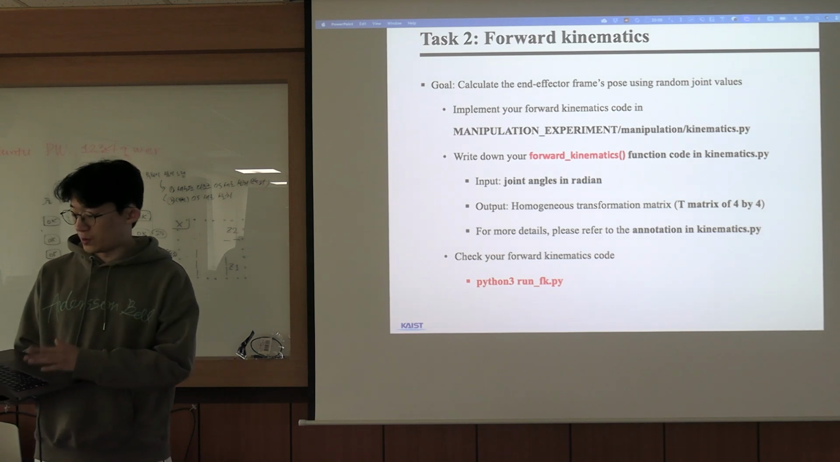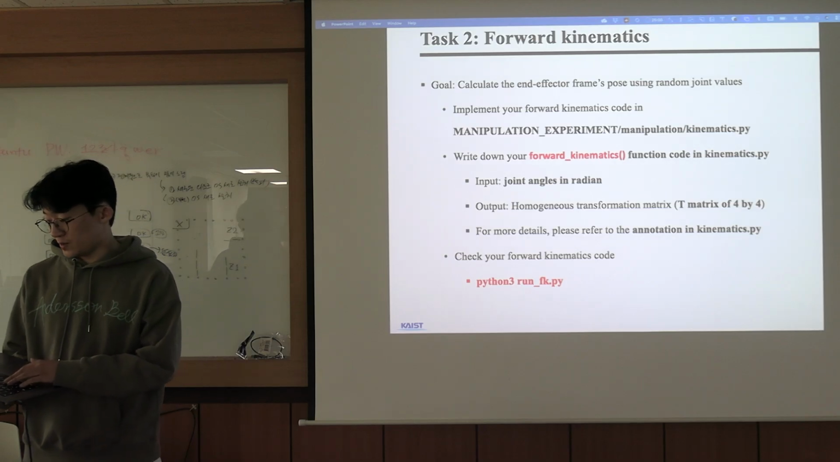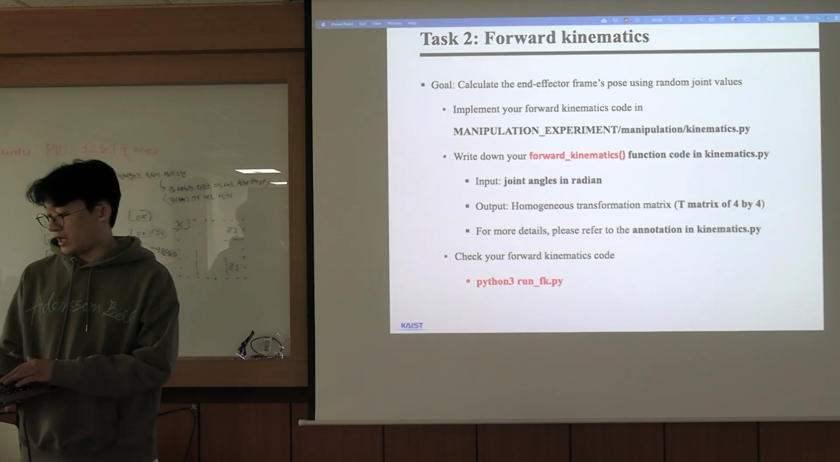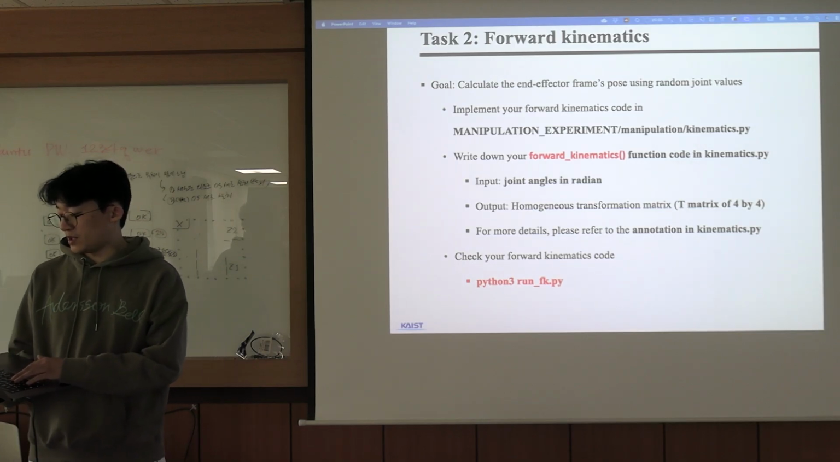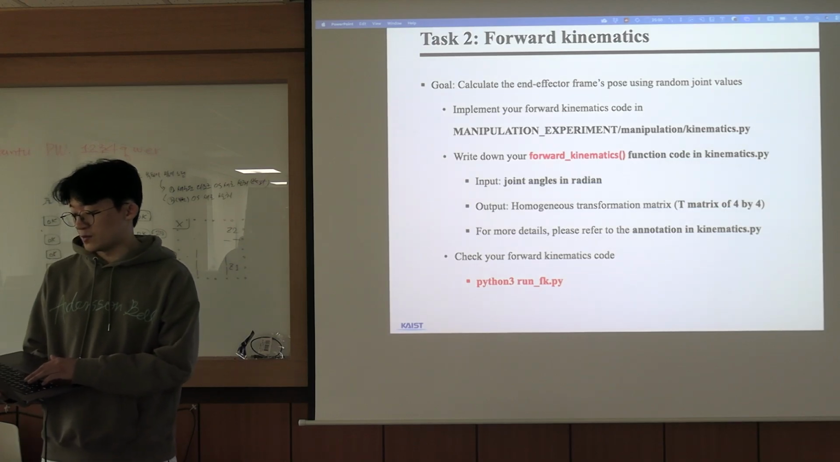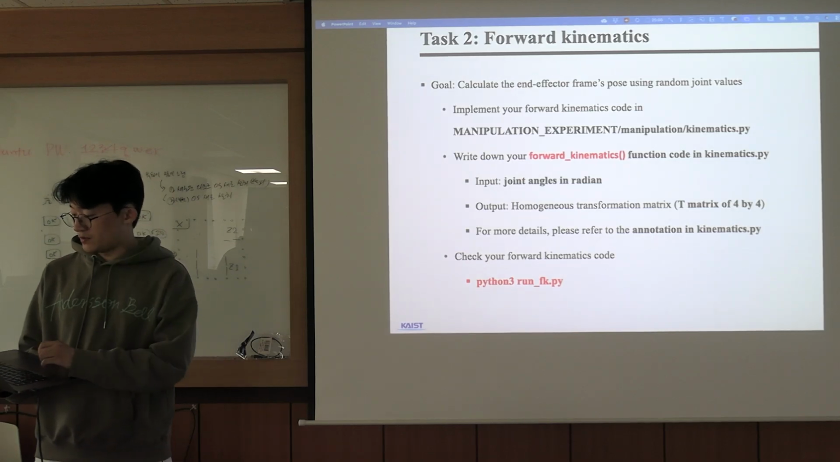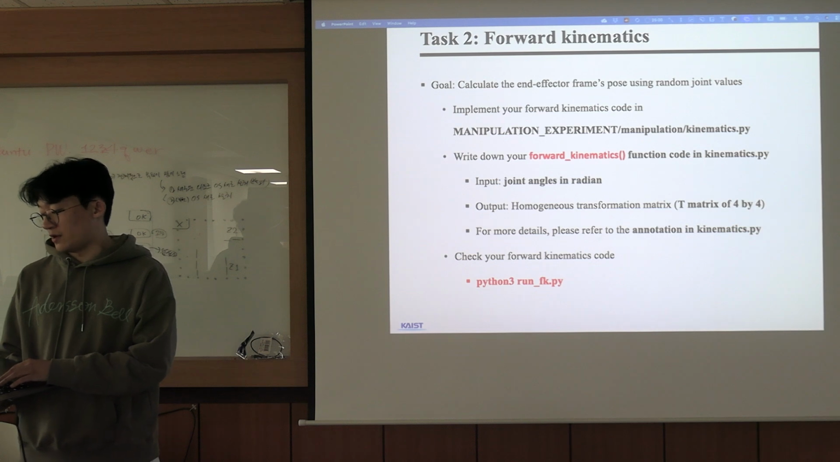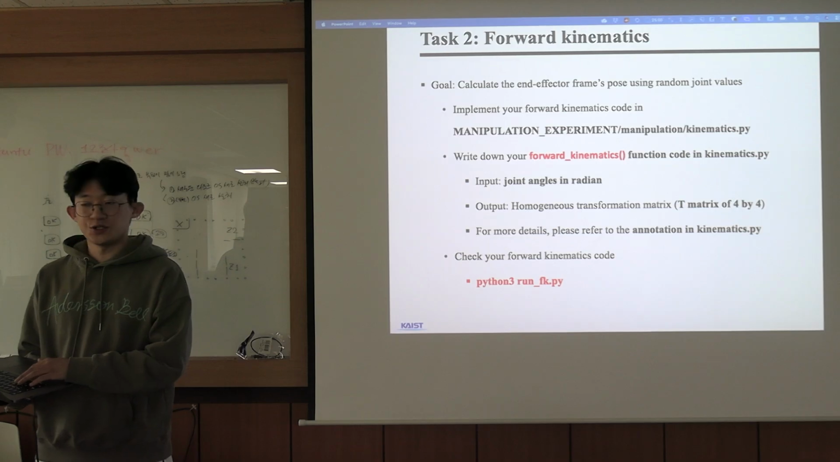In task 2, your goal is to calculate the end effector pose using random joint values. To do this, you will implement your own forward kinematics code inside the file kinematics.py under the manipulation experiment folder. We need to complete the function called forward_kinematics. The input will be the joint angles in radians, and the output should be a homogeneous transformation matrix, which is a 4x4 matrix. After finishing your function, you can check the result by running the command python3 run_fk.py. This will verify whether your forward kinematics implementation works correctly.